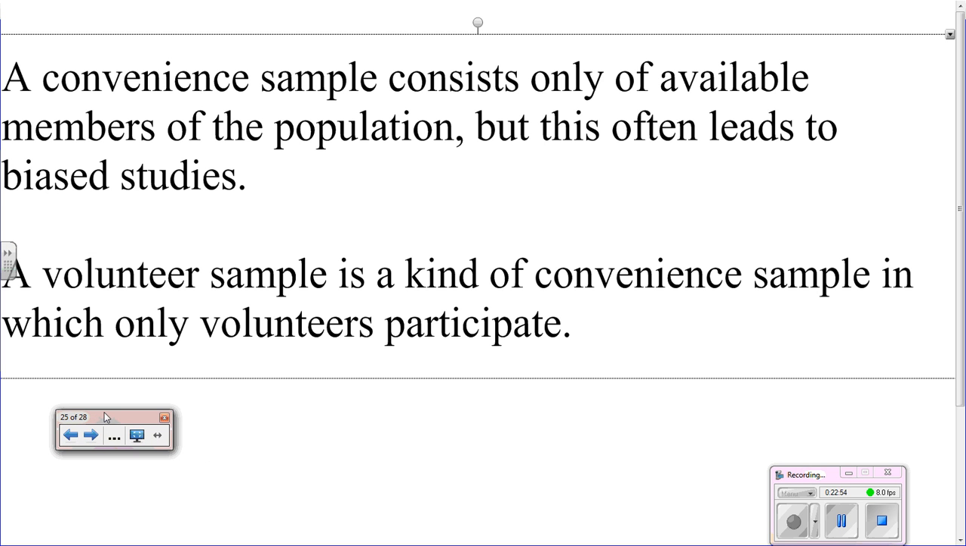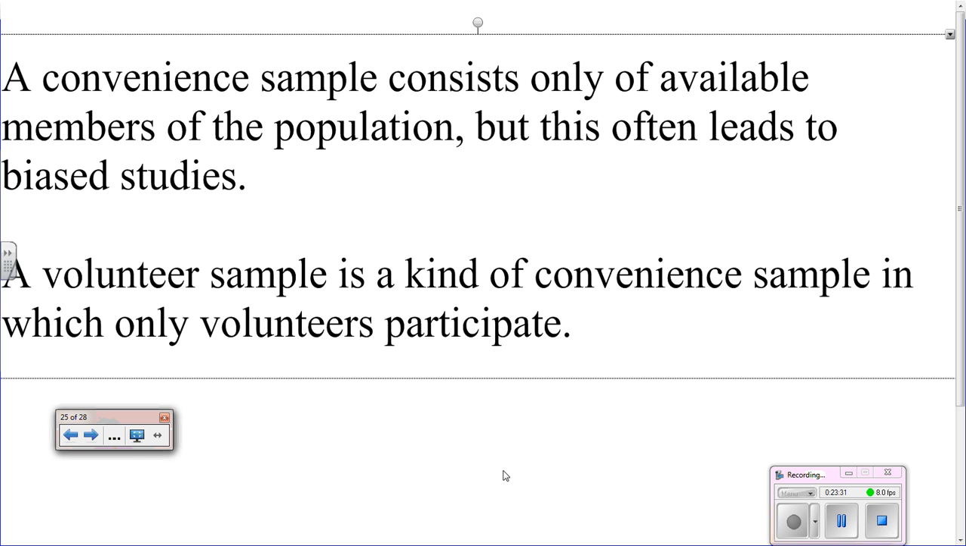A convenience sample. This consists only of available members of the population, but it often leads to biased studies. An example of this would be something that's current in our current climate right now. If I was to ask simply, do you think that there should be stricter gun control laws? And I just went out and went to, say, Parkland, Florida, where there was just this shooting.